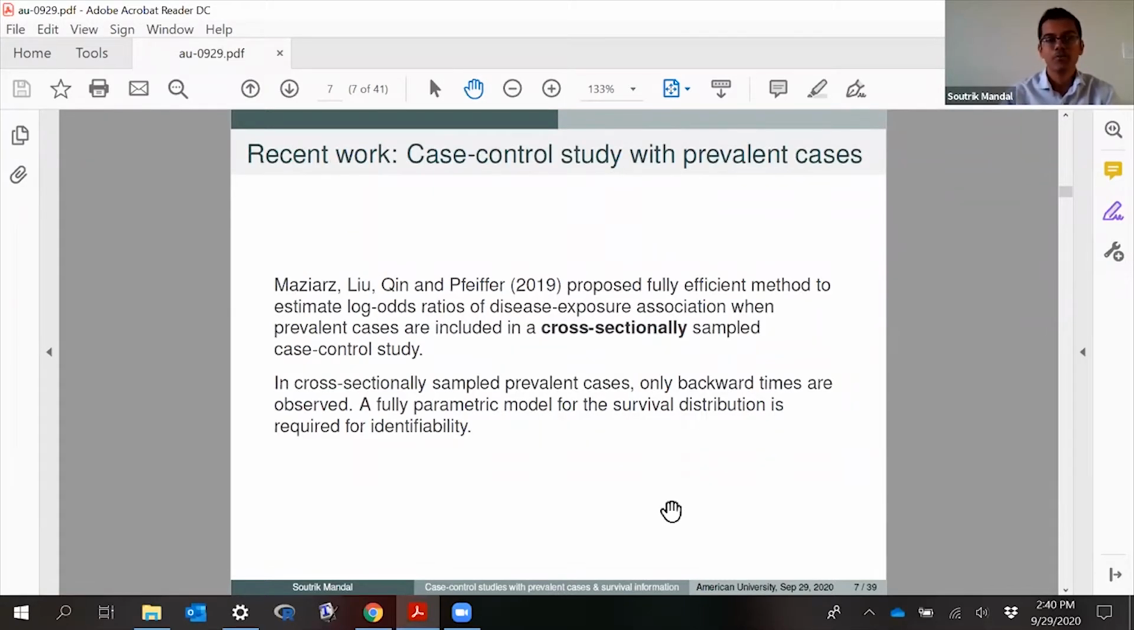Now, a recent work. So before 2019, there was no method including prevalent cases to case control studies.